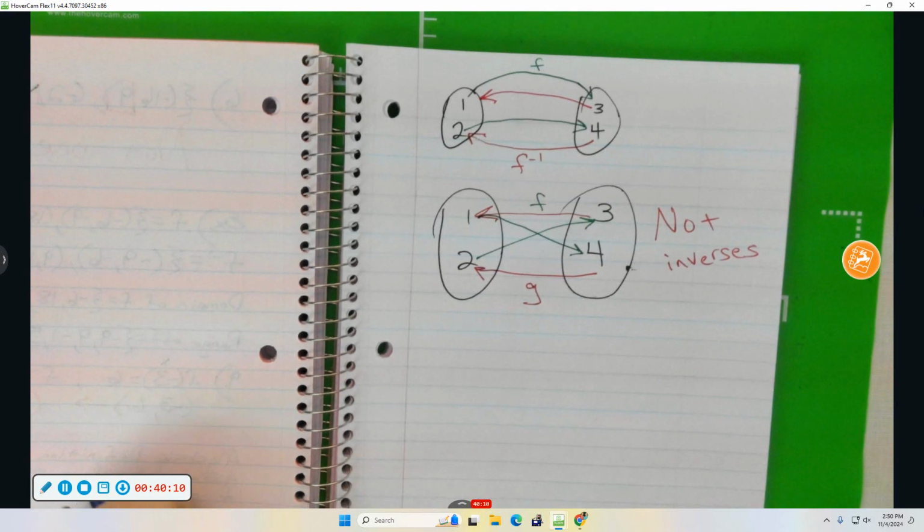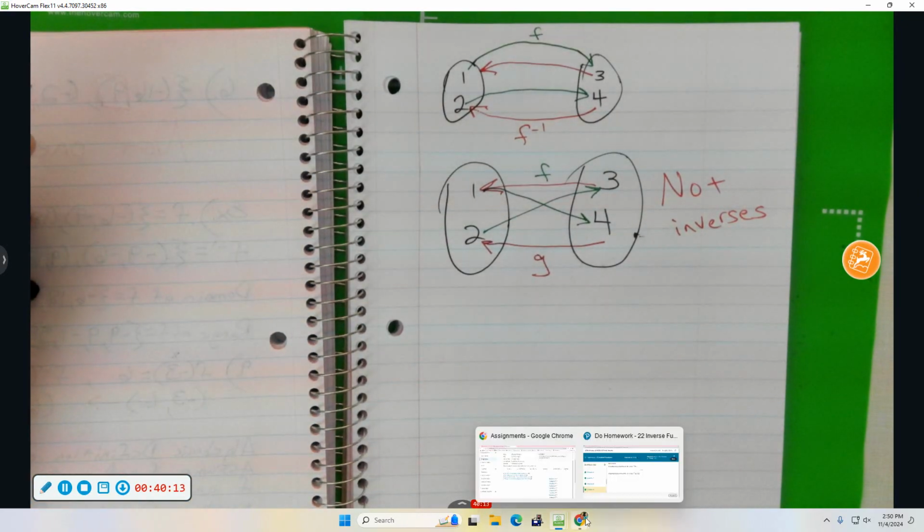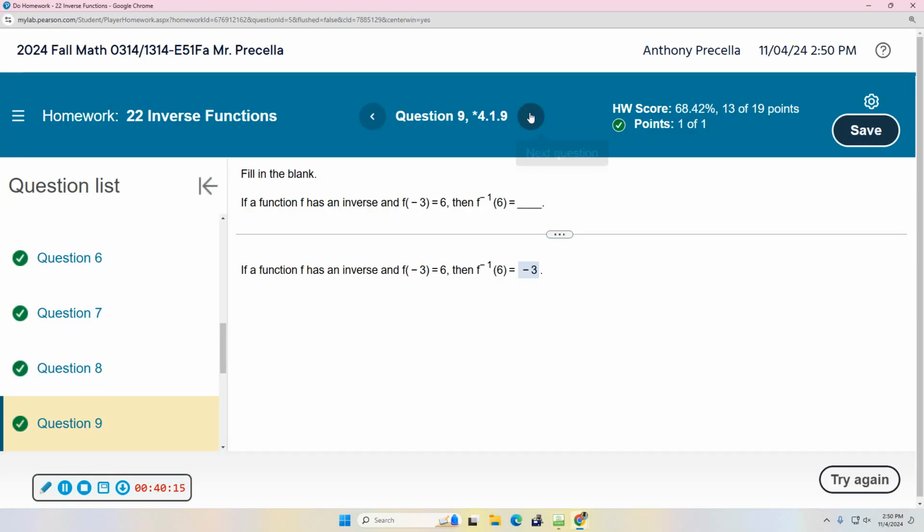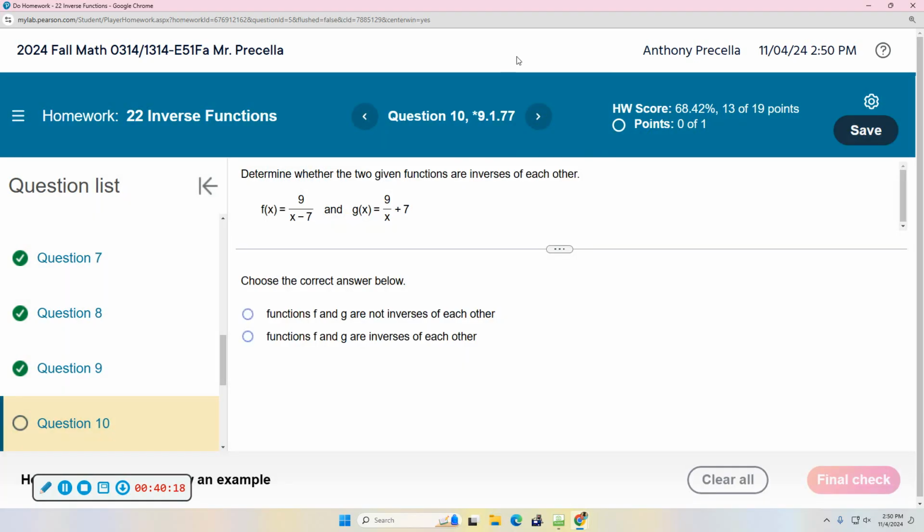Any questions there? Well, let's see. I bet you they've given us some functions, and they want us to decide if they're inverses. Let's look at number 10. If you have two algebraic functions and you want to know if they're inverses, find their composition. If everything cancels out except for x, then they are inverses in both directions. If you're left with something other than x, then they're not inverses.